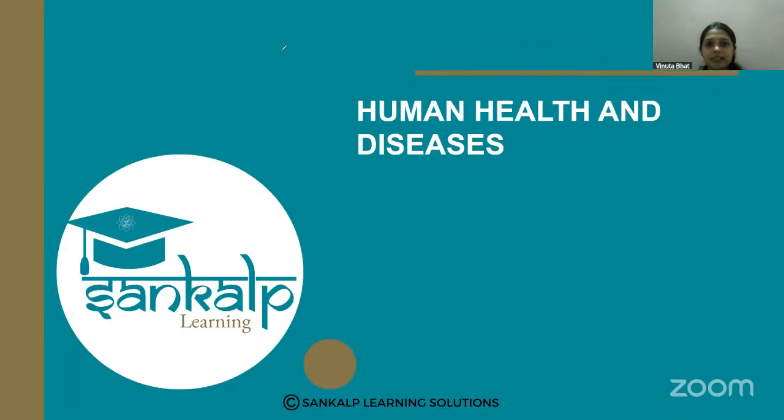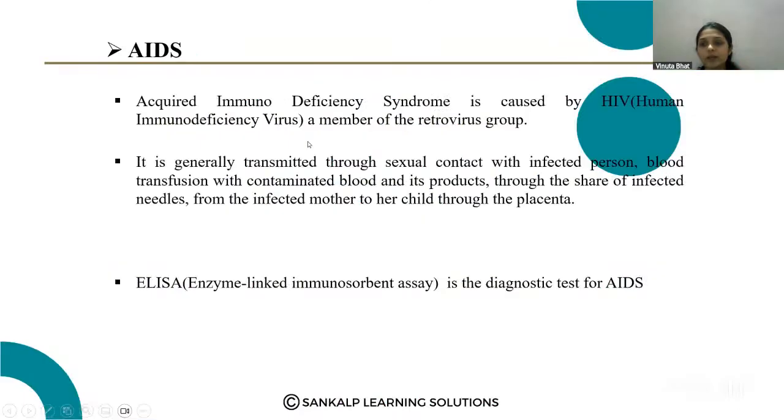Now it's time to study AIDS. What is AIDS? The full form of AIDS is acquired immunodeficiency syndrome. It is caused by the HIV virus, the human immunodeficiency virus, which is a member of the retrovirus group.